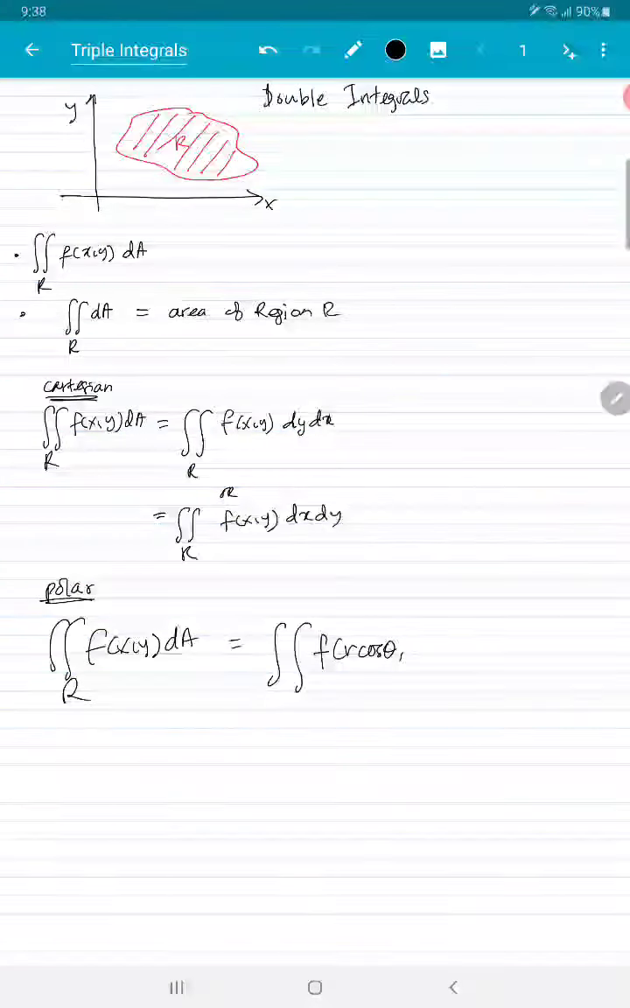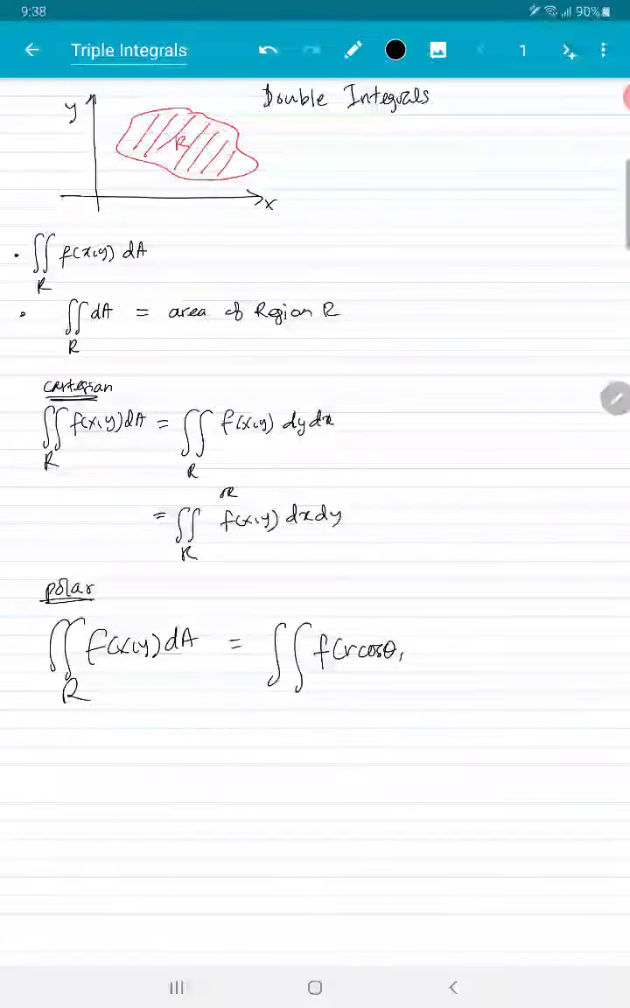But if we have this kind of solid, here we have a solid G, which is the set of points (x, y, z). It has an x coordinate, y coordinate, and z coordinate. But here (x, y) is in region R, which is on the xy plane. This is really the projection of your solid G onto the xy plane.